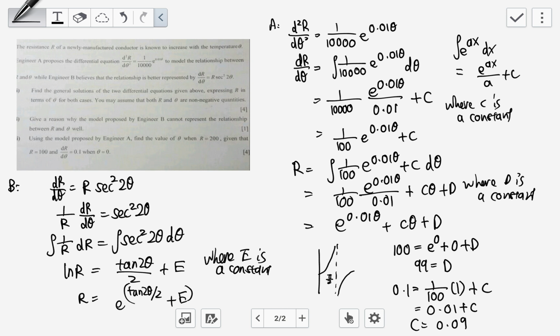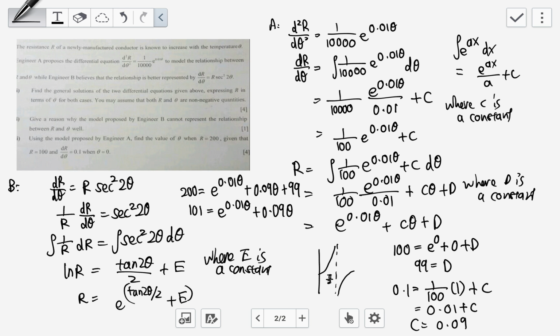I want to find when R equals 200. What is the value of my theta? So when R equals 200, 200 equals e^(0.01 theta) plus 0.09 theta plus 99. So how would I solve such a question? If I shift the 99 over, I will have 101 equals e^(0.01 theta) plus 0.09 theta.